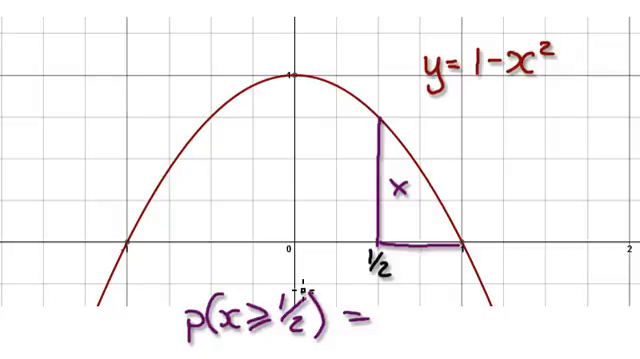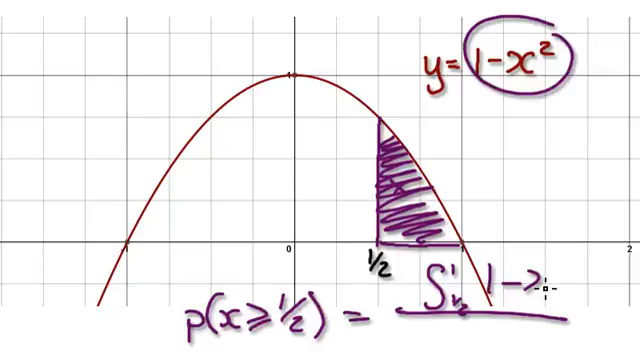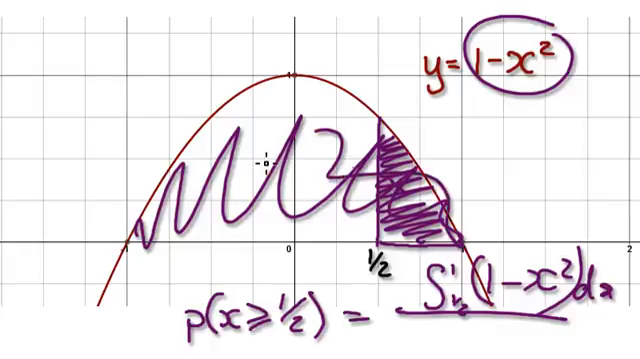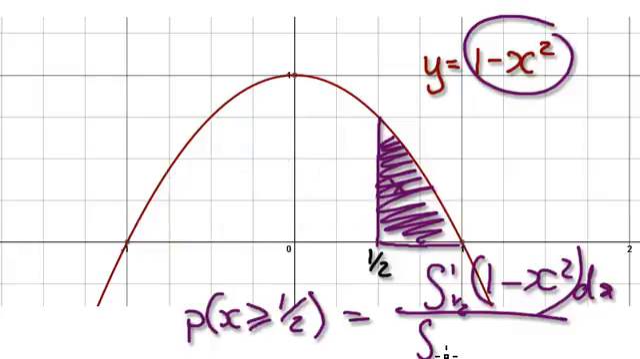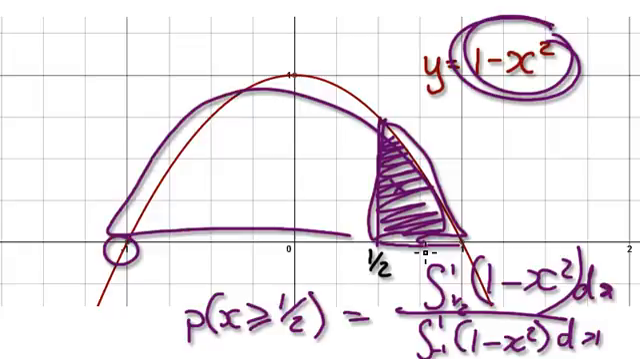Okay, so in this case, the good outcome would be this area here. So it would be the integral from a half to 1 of 1 minus x squared dx, and then divided by the overall area. So that would be the integral from minus 1 to 1 of 1 minus x squared dx. It has always been the case of good outcome divided by the overall outcome.